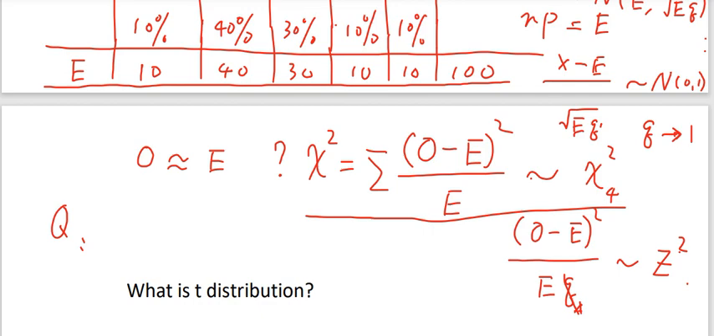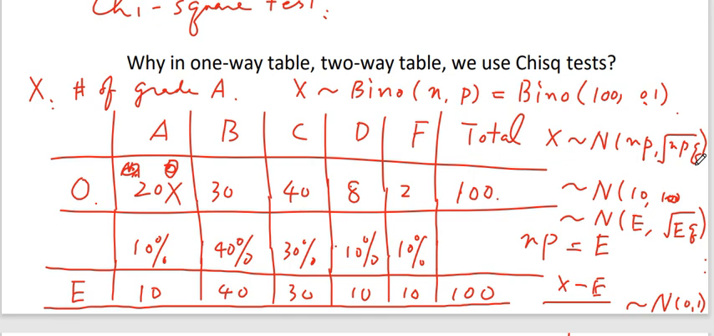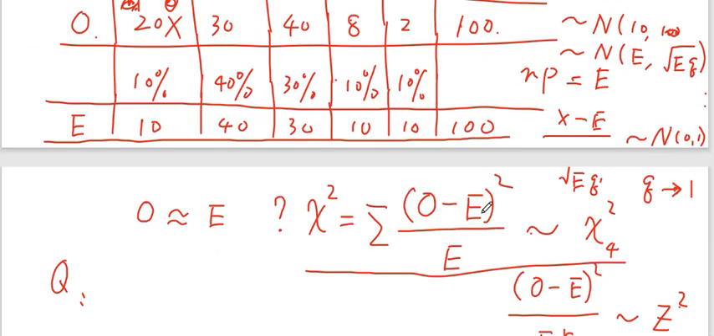So you got an idea of why. For a one-way table or two-way table, these things, O minus E squared over E, are not exactly chi-square distributed, just closely, right? Nothing is exactly so, closely will be enough, right?